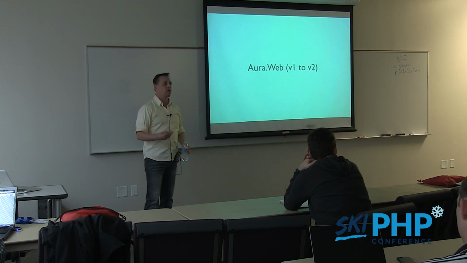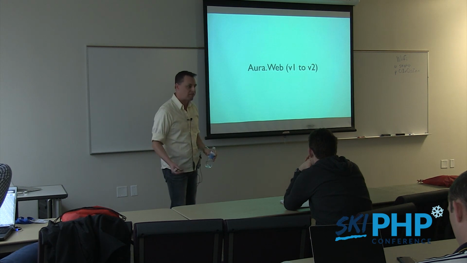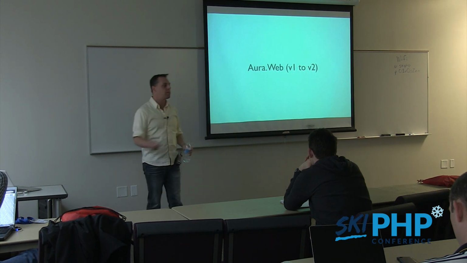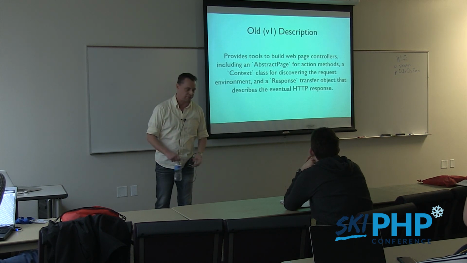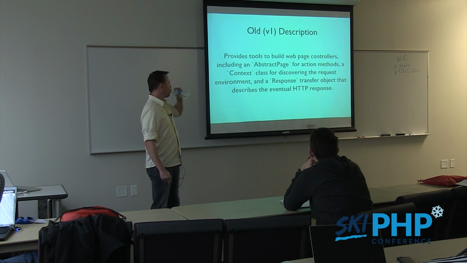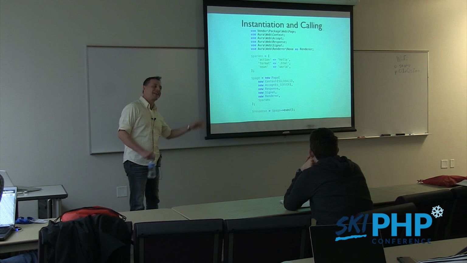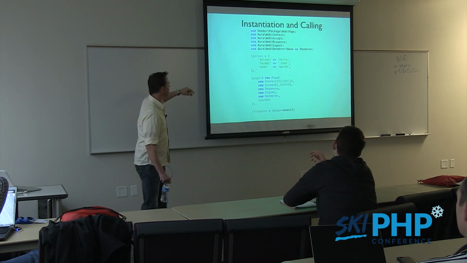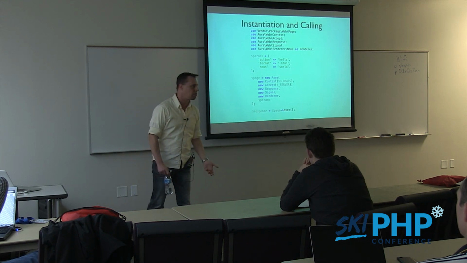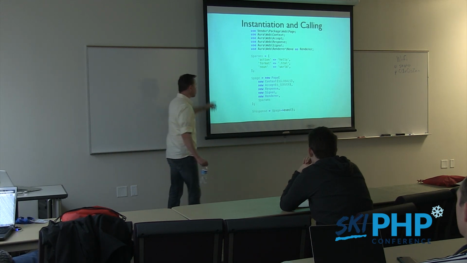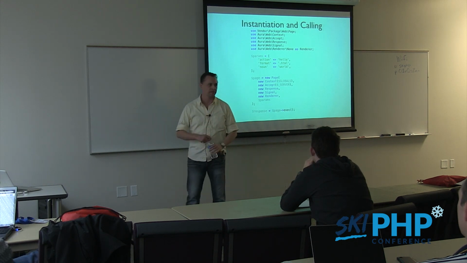So I said earlier when we wrote the V1 components, some of them ended up being larger than they should have been. That's what I'm going to talk about now. The Aura Web component originally provides tools to build web page controllers and lots of other stuff. Turns out that to use it was a little more complicated. Compare this to the earlier stuff. We need to create our own page class that extends the abstract class from the web package. And then when we instantiate it, we need to create all these new objects to pass into it so it can do all these different things.